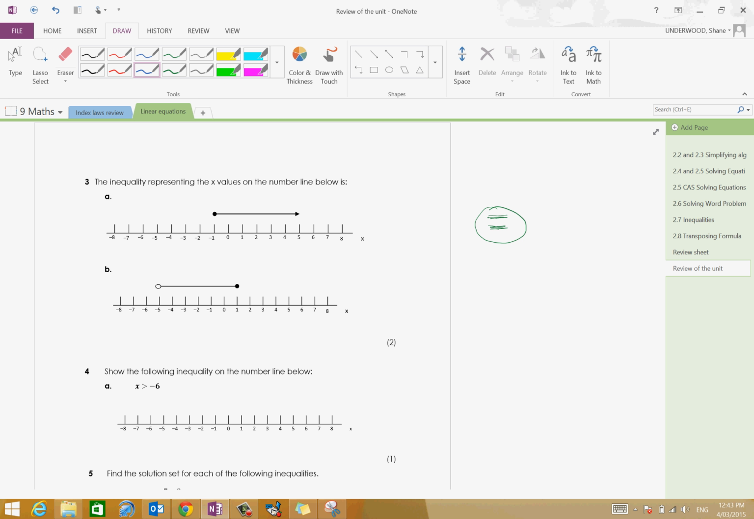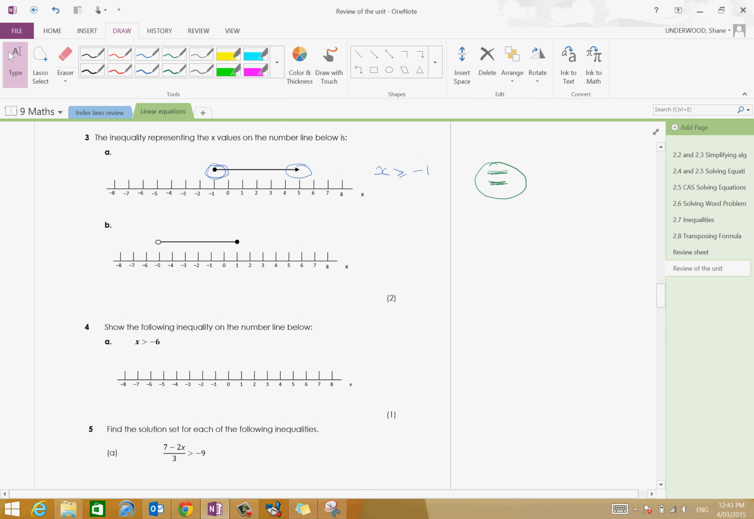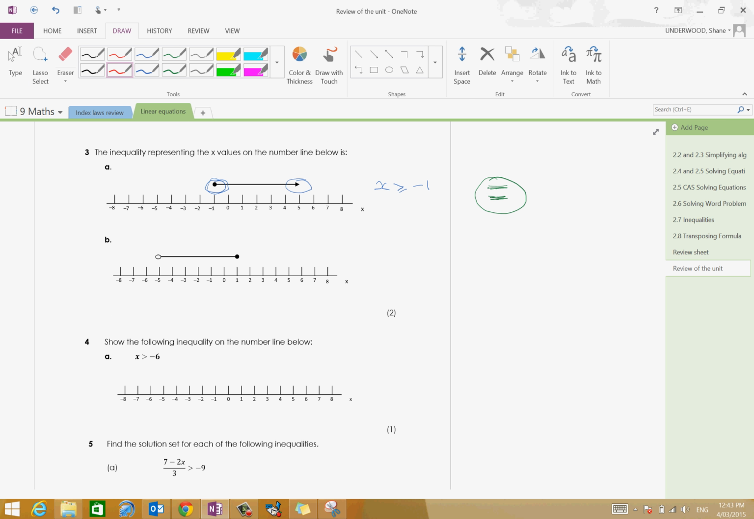Now you should have done these in year 8. Let's have a look. We've got this point which is a closed circle and it's inclusive of the point -1, and we're looking at this arrow. Now this arrow indicates that it's all values greater than -1. So to represent this on a number line, we can say that therefore x is greater than or equal to -1. Now that's worth 1 mark, so you're either right or wrong.